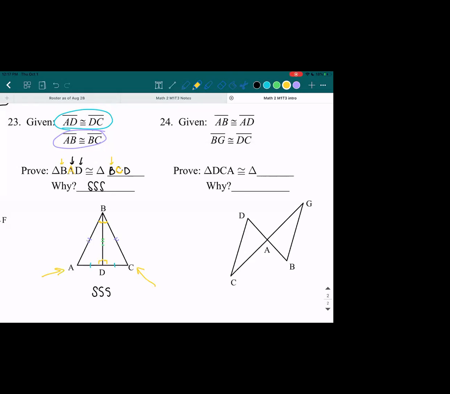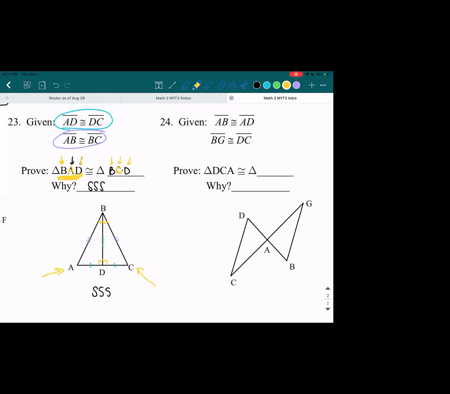Wait, so why isn't it ACB? Oh, because they gave us this order: BAD. So you have to first list it with B because B corresponds with itself. Then you list it with the A because A corresponds with C. And then you list it with D because D corresponds with itself.